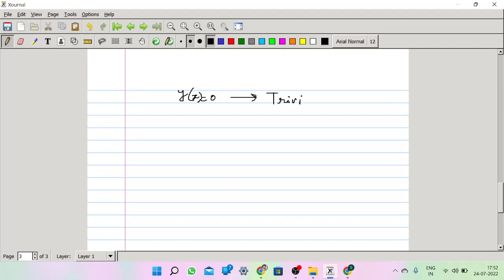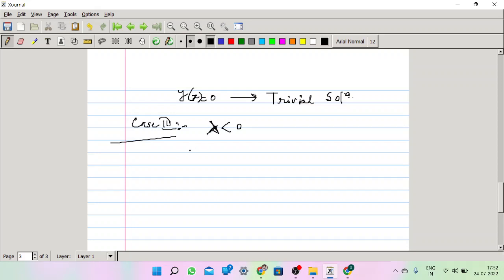So I will consider case 3, where lambda is negative. So now I turn to case 3, where lambda is negative.